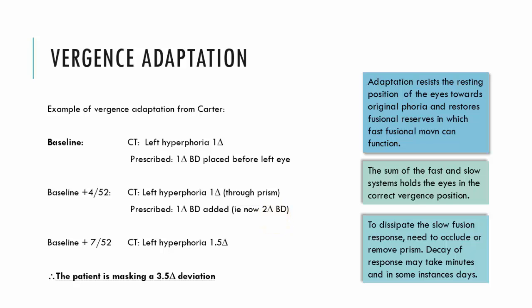Now, if you want to disrupt the slow fusional vergence movement, the way to do it would be to occlude the patient. So if you patch the patient, over time, the slow fusional vergence response will dissipate or decay. And if you bring back the patient after occlusion and they're still wearing the 2 diopter base down, then you should find 3.5 diopters of deviation after occlusion.